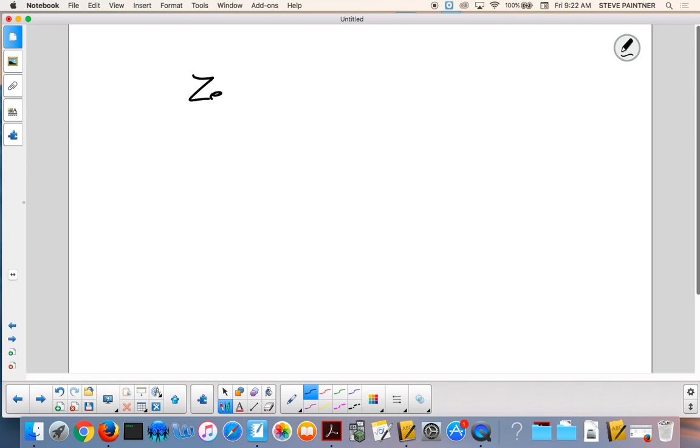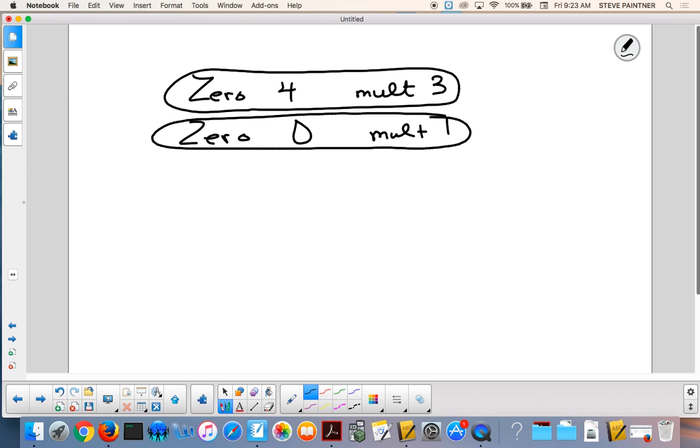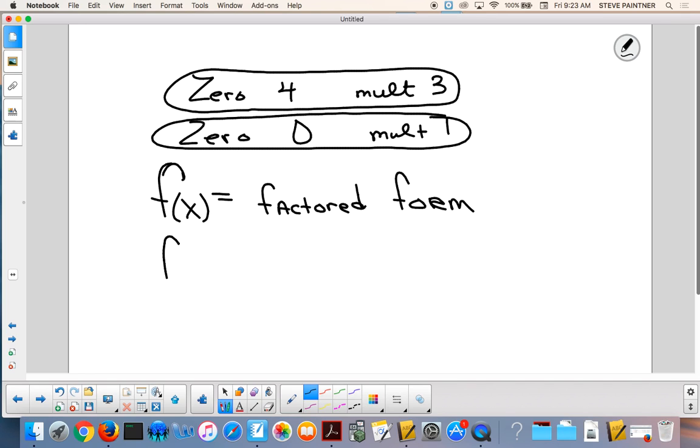You have a 0 of what? 4 and a 0 of what? 0. What's the multiplicity on this one? 3. So this one gets multiplicity of 3. This one gets multiplicity of what? 1. Okay? And your job is to write a function. F of x equals, and I want this function to be in what form? Factored form. I do not want standard. Okay. So factored form, let's do it.